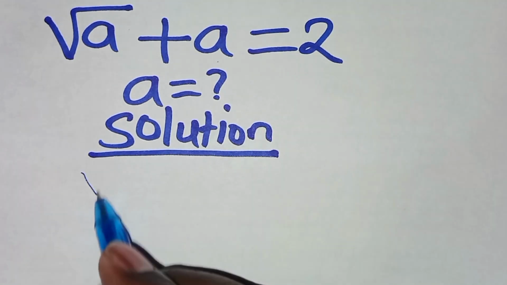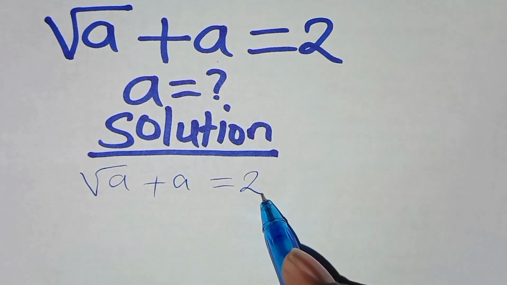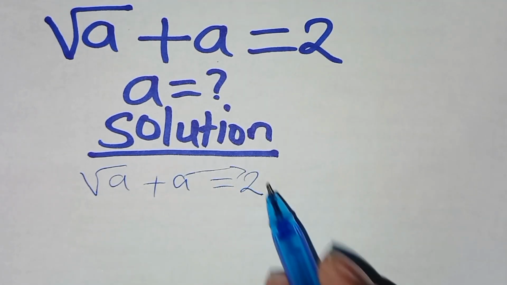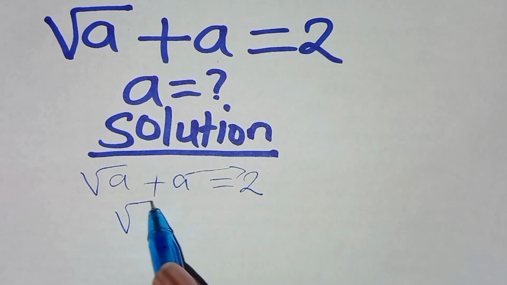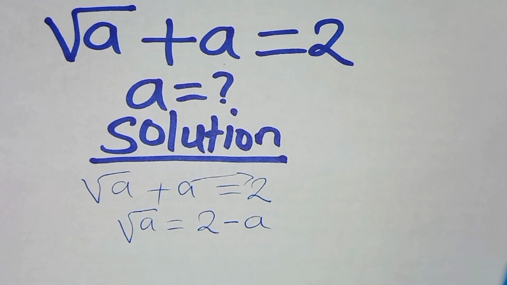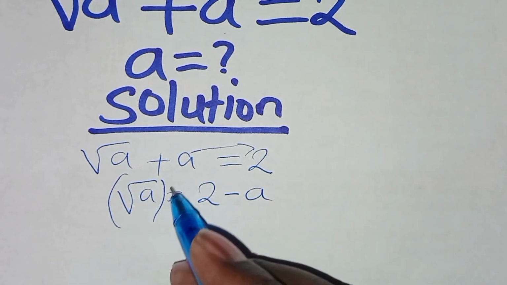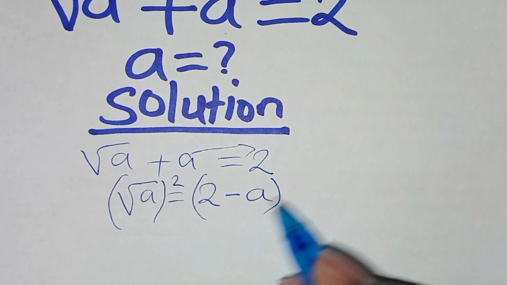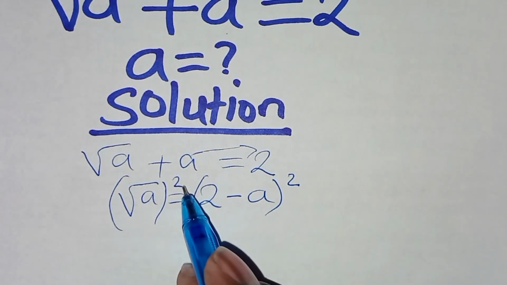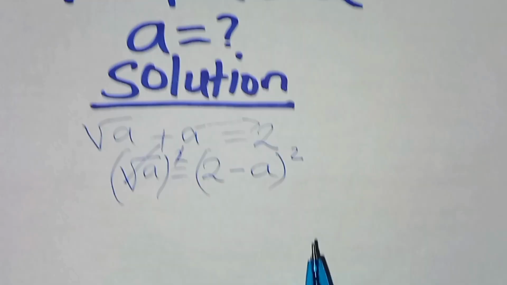We have the square root of a plus a, which is equal to 2. So let's take a on the right hand side, so that we'll have the square root of a is equal to 2 subtract a. Now let's square both sides, so that we eliminate the first square root sign.